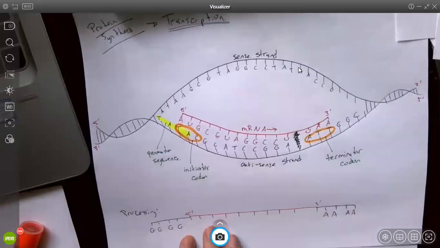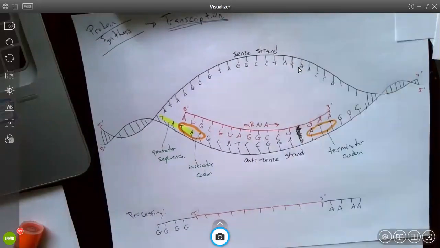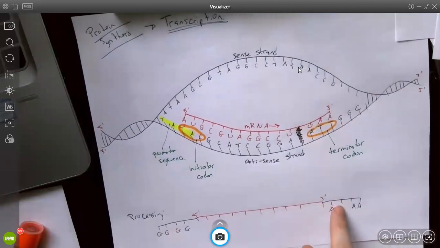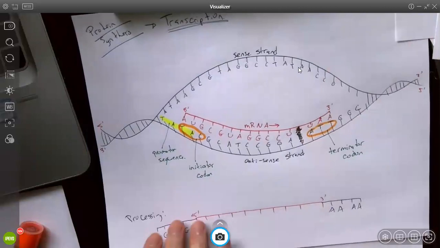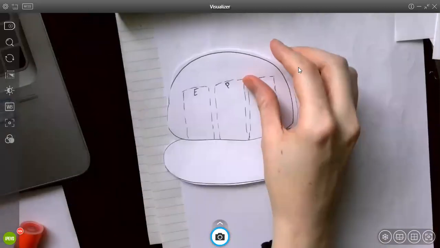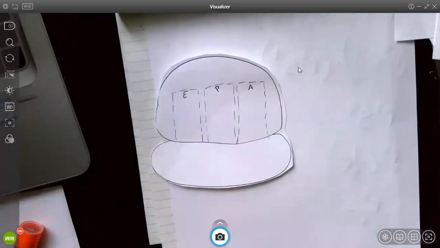Then we process the mRNA by adding our poly G cap and our poly A tail to protect it on its trip out of the nucleus into the cytoplasm. And then we get into translation, which happens at the ribosome, which is this lovely guy.